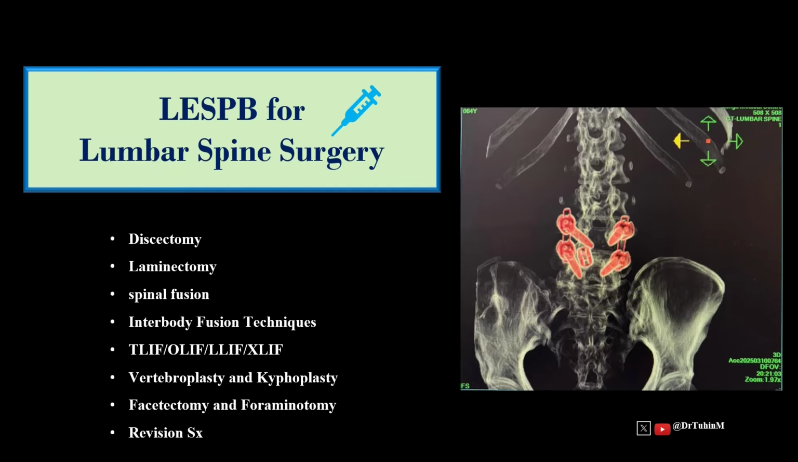Moving towards the lumbar erector spinae for lumbar spine surgery. These are the various spine surgeries we do at our hospital. For simple discectomy, like microscopic discectomy or endoscopic discectomy, we usually don't use the erector spinae plane block if it is a single level. But for other surgeries, we usually use the erector spinae plane block.